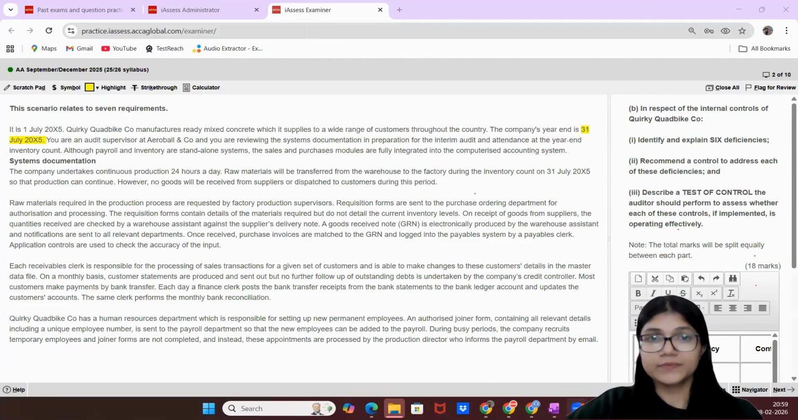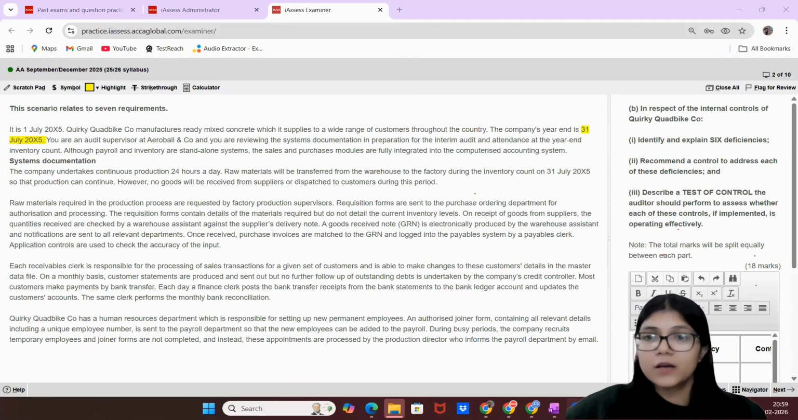The issue here is the movement of the stock during the stock count. So there's a risk of double counting the stock or even missing counting some of the stock. So in turn, it will overstate the inventory.